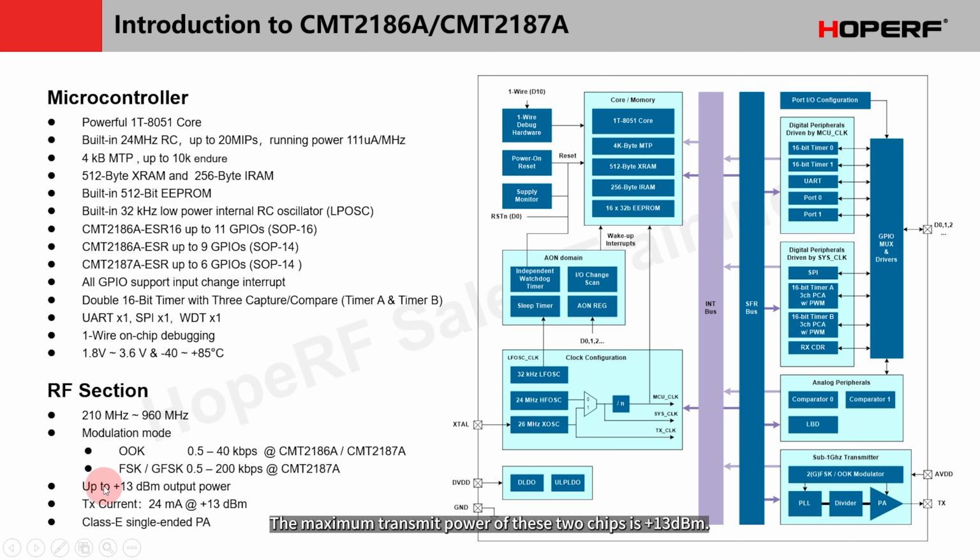The maximum transmit power of these 2 chips is +13 dBm. And only 24 mA transmit current is needed at +13 dBm transmit power. The transmit PA adopts a Class E architecture design.